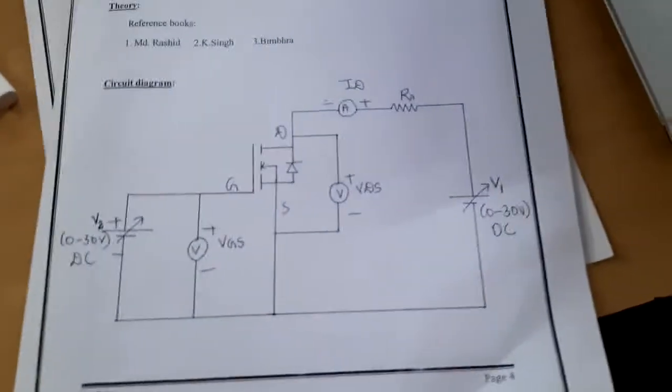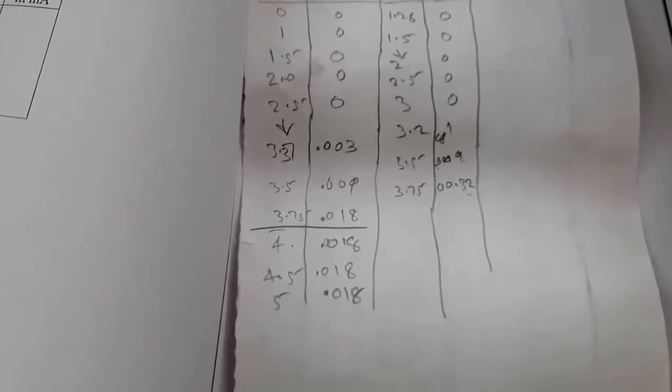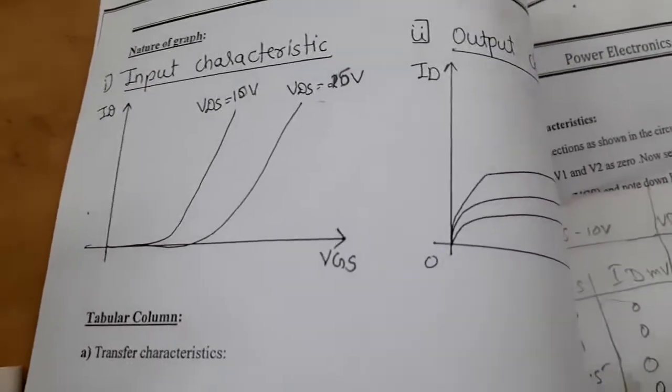Now let us just observe what is supposed to happen. Here you are seeing VDS, and we have taken a separate set of readings. For different values, you are seeing that ID was initially 0, somewhere around 3.3 it had become 3 milli, at 3.5 it was 9 milli, and at 4 it was 18 milli, and it got stagnant.